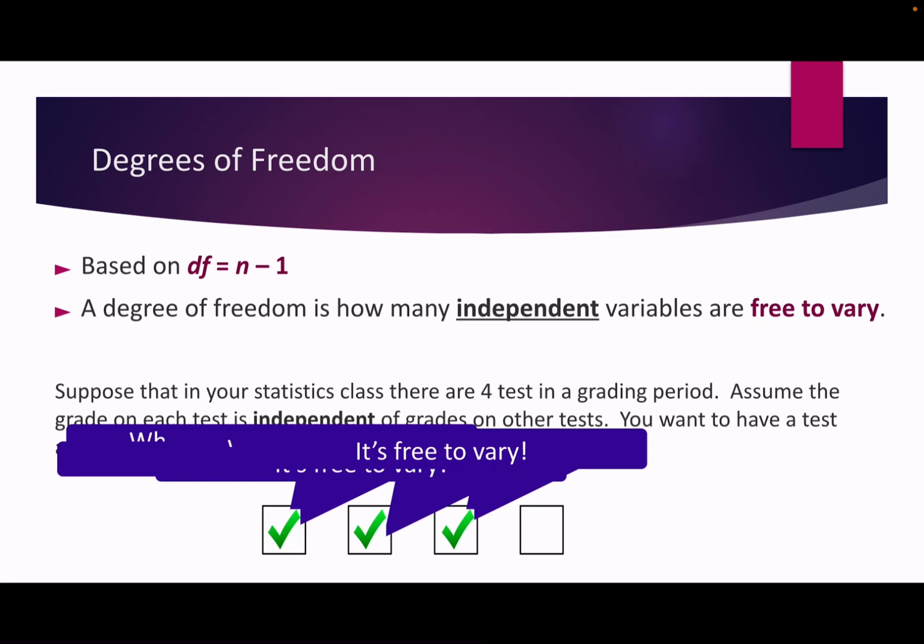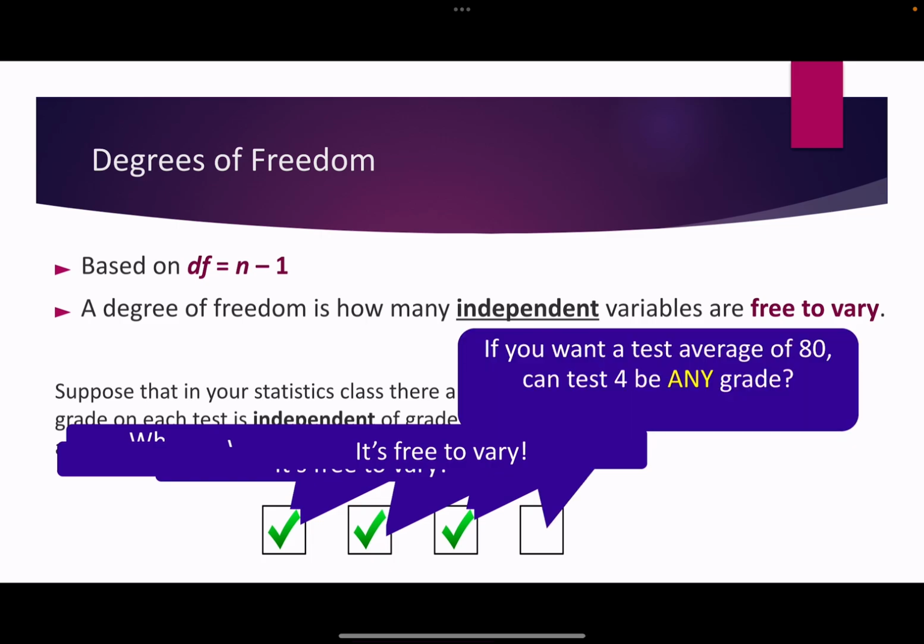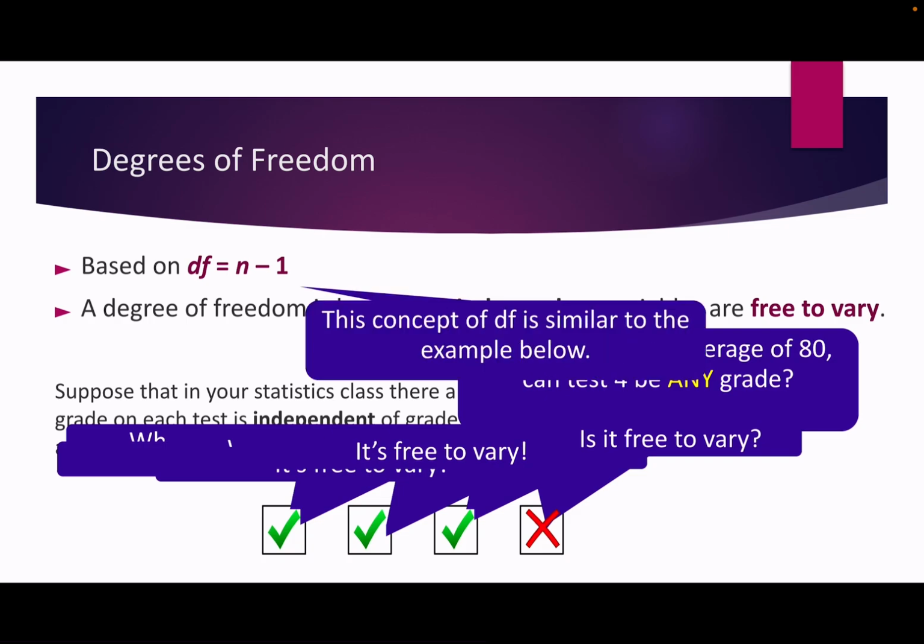But at this point, you know you need that 80. If you want the test average to be 80, can the last test score be any grade? Well, no, at this point it cannot. It's locked into one grade to have an exact 80. It could be higher than that grade if the average were more than 80. So is it free to vary? Not at all. It has to be a specific grade in order to have a test average of exactly 80.